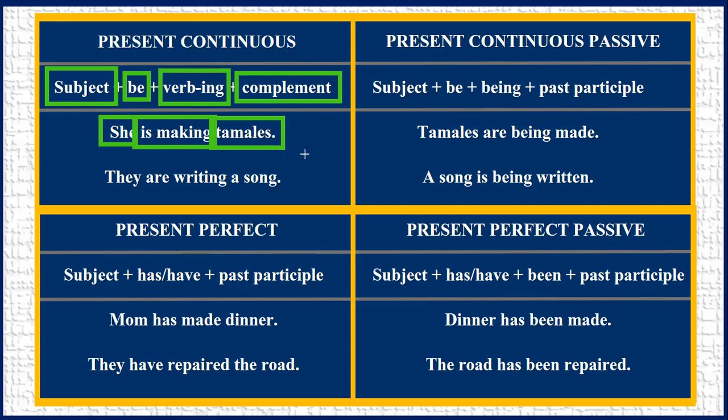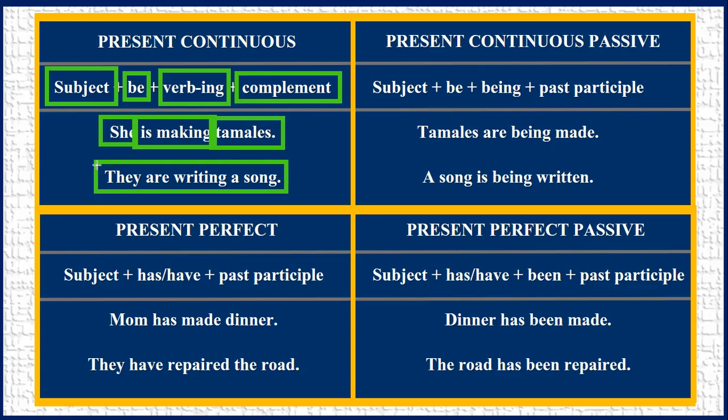Who is receiving the action? What is the receiver? Tamales. Tamales, yes. And who is the doer of the action? She. Exactly, very good, Leslie. And then we have another example. They are writing a song. In this case, what is the doer? What element? Remember, the doer. What is the doer? In this case, they. Very good. And the receiver?